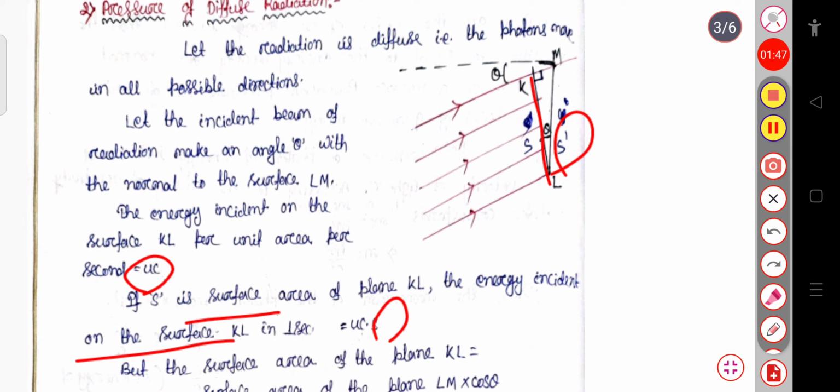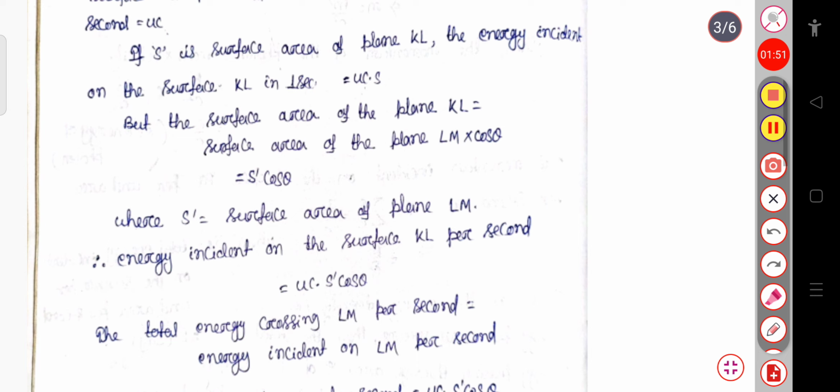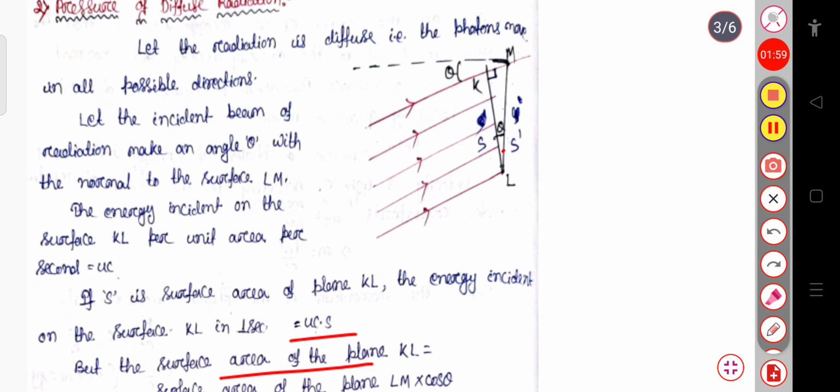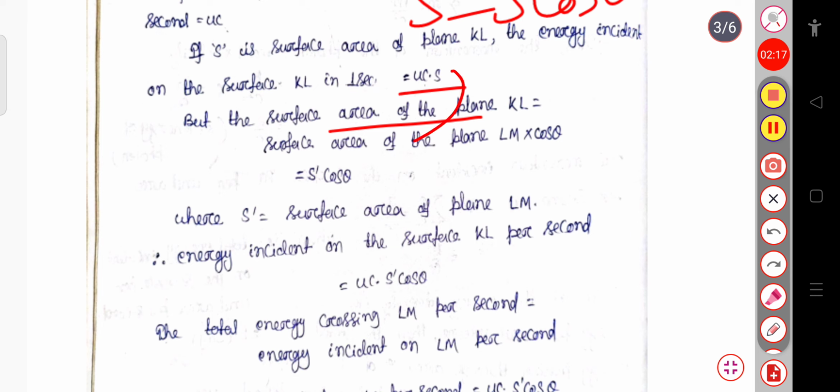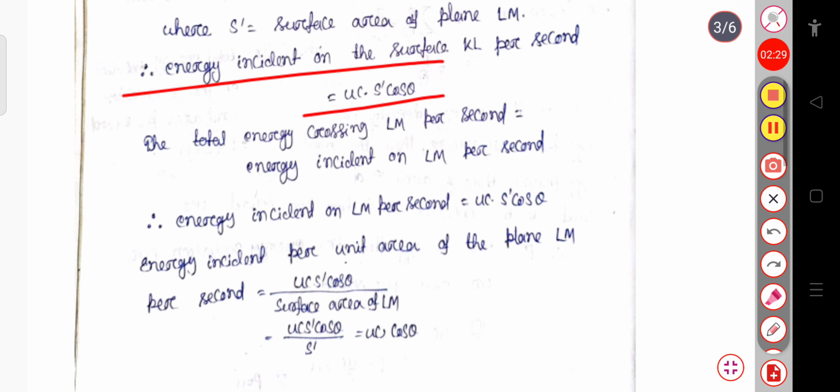So for this surface KL, the energy will be equal to UC into S. But the surface area of the plane KL, here you can see that this angle is theta and this is your S prime. So this side will be equal to S prime cosine theta. So this S will be equal to S prime cosine theta. Now if I substitute S prime cos theta in place of S, the energy incident on the surface KL per second will be equal to UC into S prime cosine theta. This is clear.